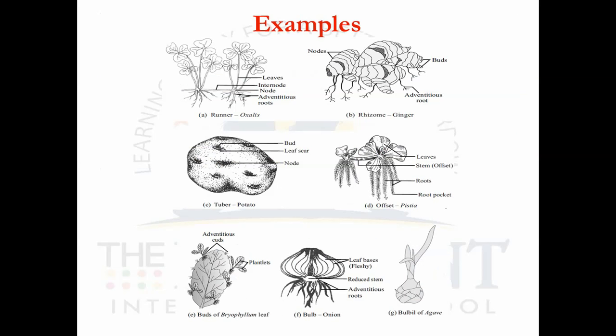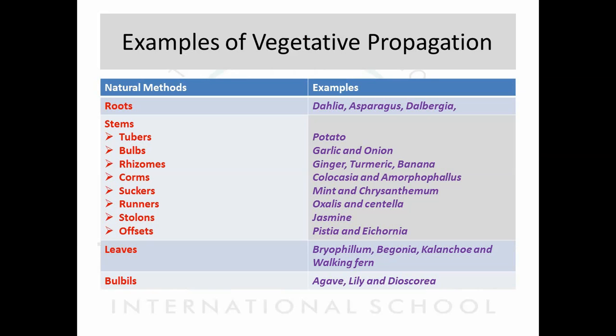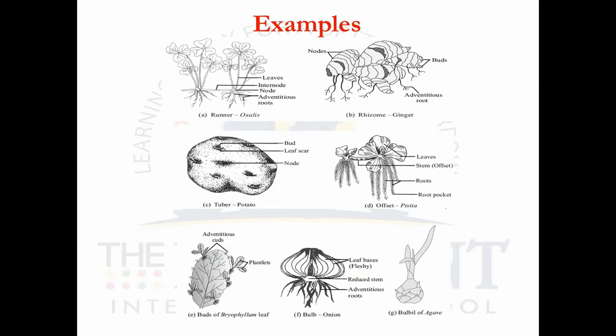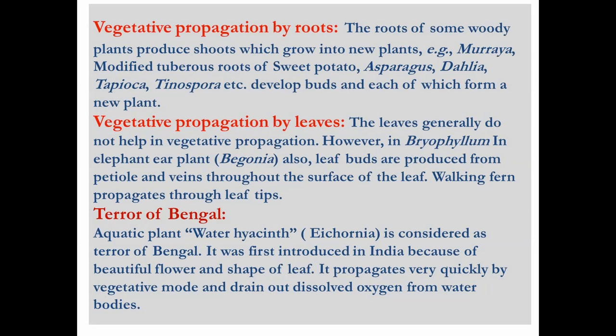What we have discussed: fission, budding, fragmentation, spore formation, vegetative propagation. Now let us start. Here's some special information. Now, vegetative propagation by roots, how does it occur? The roots of some woody plants produce shoots which grow into a new plant, like Murraya. Modified tuber roots of sweet potato, asparagus, dahlia, tapioca, tinospora, etc. develop buds, and each of which forms a new plant.